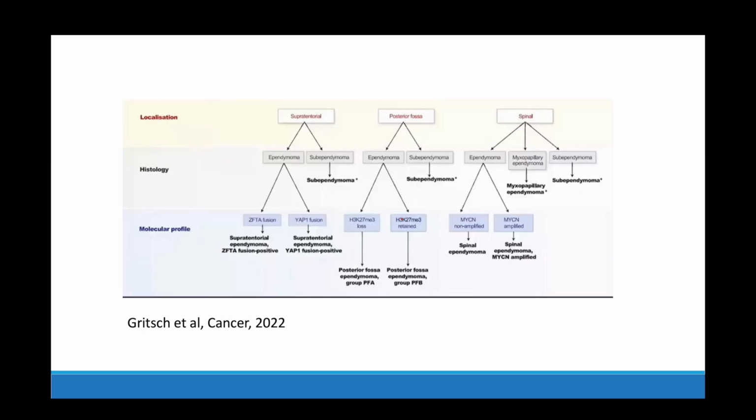So for supratentorial ependymomas, we can have either the ZFTA fusion or we can have the YAP1 fusion. For posterior fossa tumors, it's either PFA or PFB, and that is determined based on the H3K27me3. So if there's a loss of H3K27, it's PFA. If it's retained, it's PFB. And remember, the loss is a worse prognosis, so PFA is awful, PFB is better. And then for spinal, we said there's myxopapillary ependymoma, subependymoma, and you can also have MYCN amplified versus MYCN non-amplified.